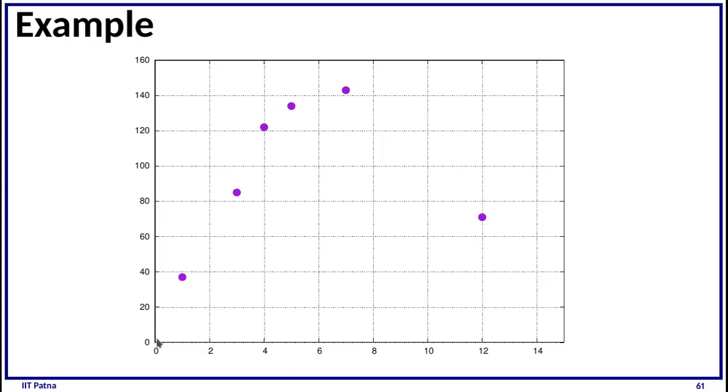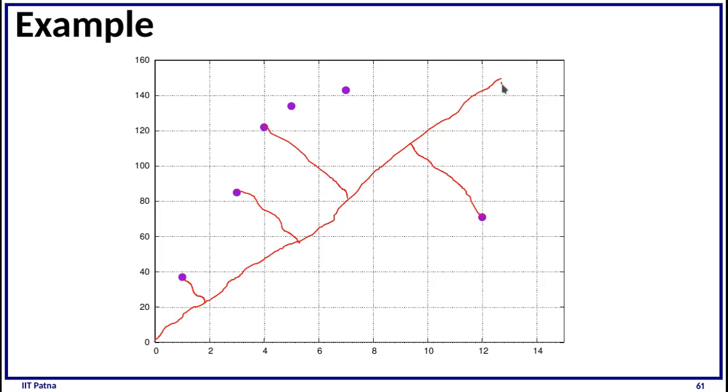I need to draw some curve. Let's say I have a linear curve for the time being that passes through the origin. So the mean square error will be the perpendicular distance from the point to this line. All these values will be added, and that will determine the mean square error. So if I choose this line, then I will have some MSE.